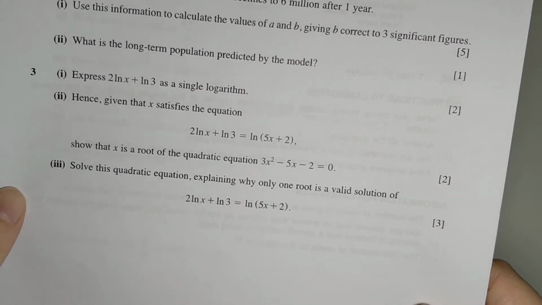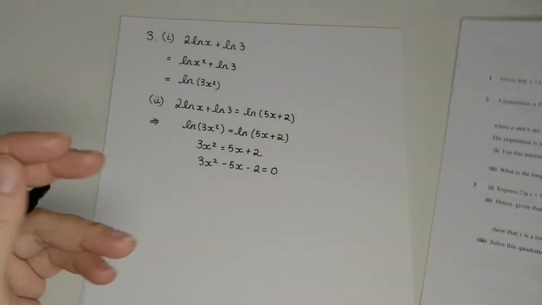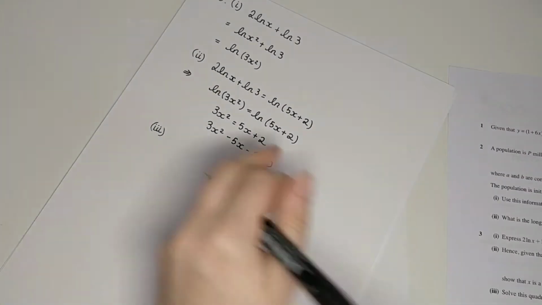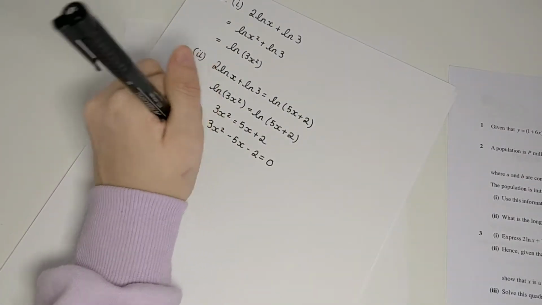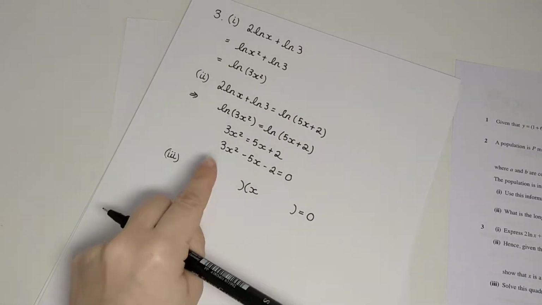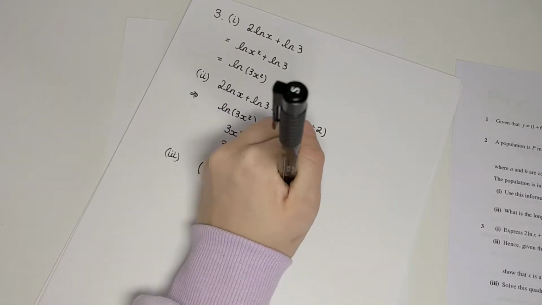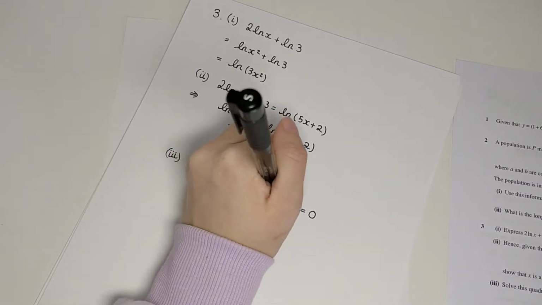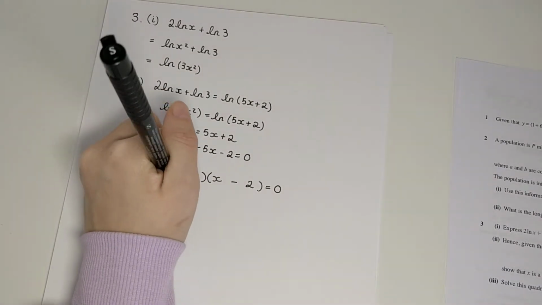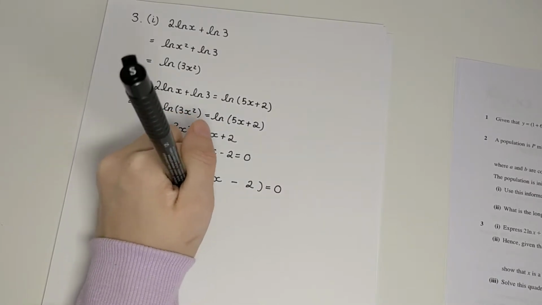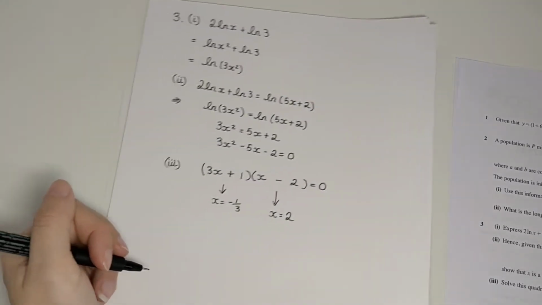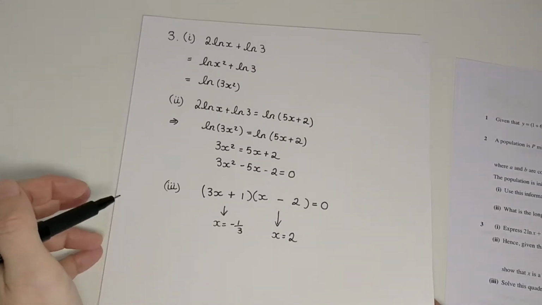And then part 3 is solve it and explain why there's only one valid solution. Okay, so we're going to solve it. Will it factorise? I bet it will. 3 times 2 and 1, yeah, 2 and 1, minus 6 plus 1. Okay, so we've got x equals minus 1/3, and x equals 2. Only one of these solutions is valid, and why is that?